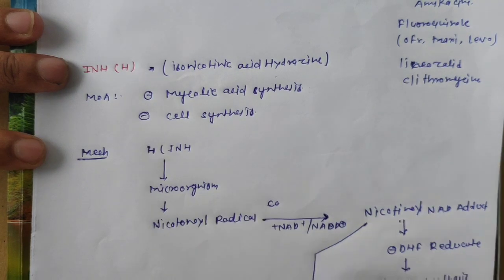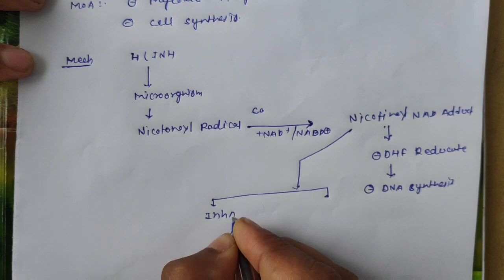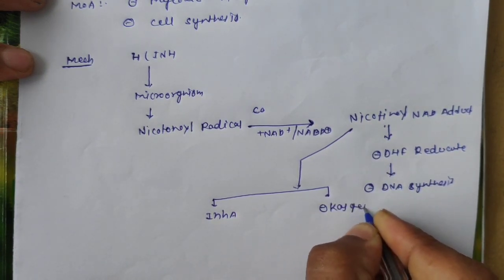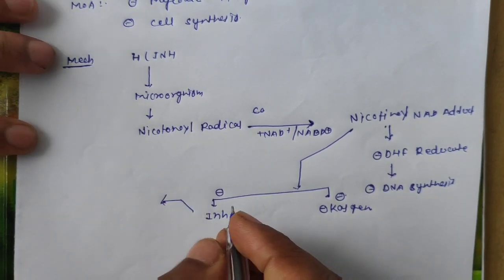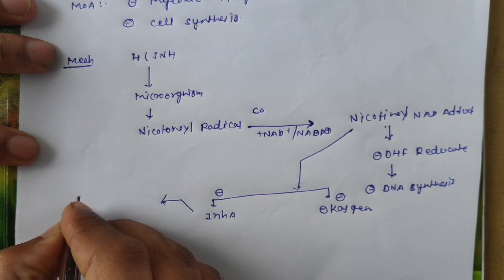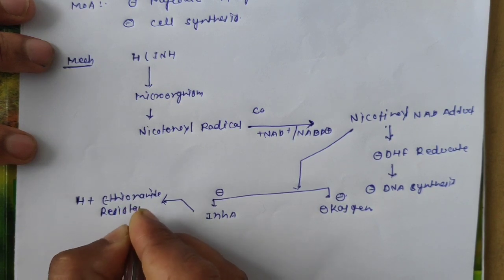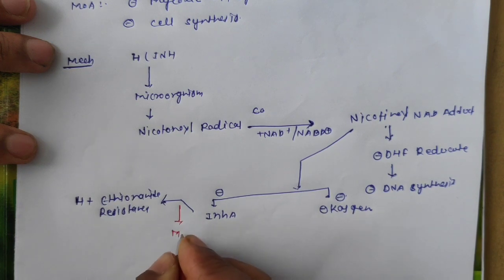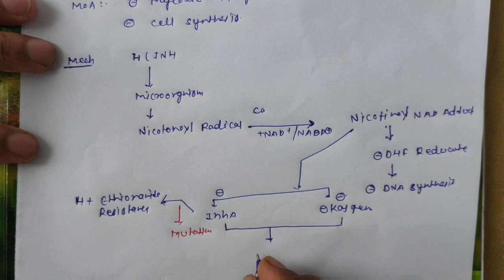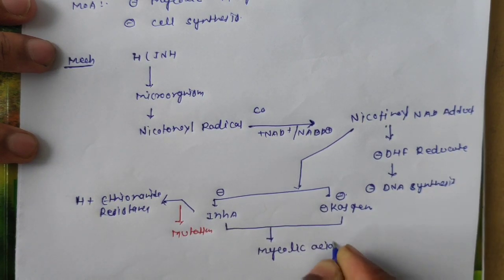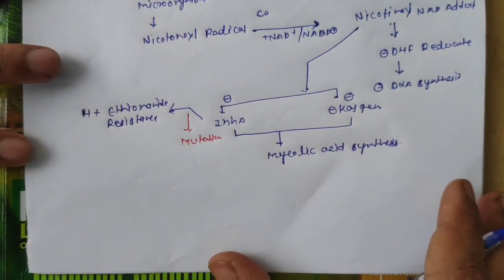This nicotinoyl NAD adduct also inhibits two genes. First gene is INHA and second is KAS gene. Mutation of the INHA gene is responsible for isoniazid plus ethionamide resistance. These two genes are responsible for mycolic acid synthesis. This is the mechanism of INH.